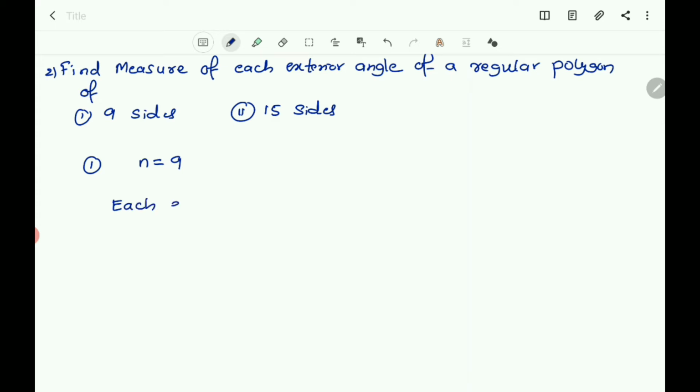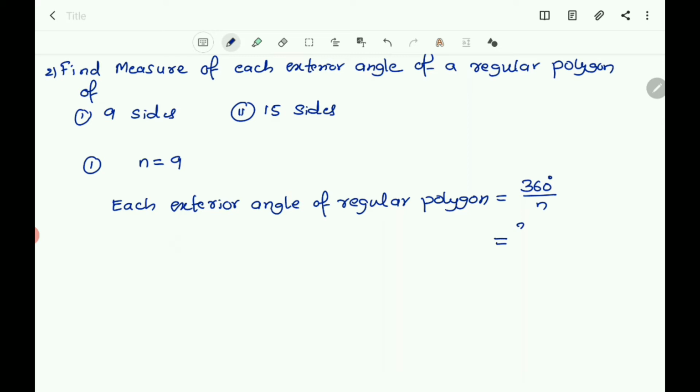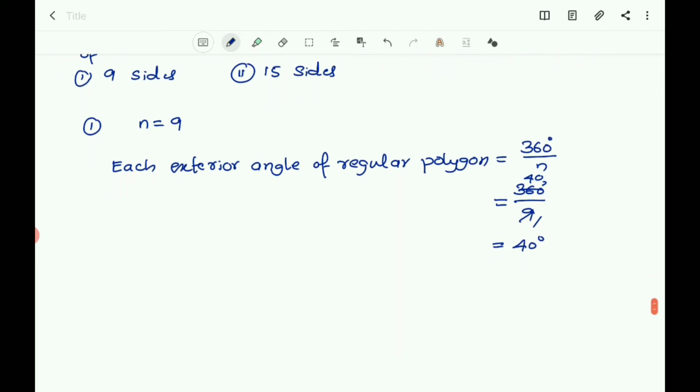each exterior angle of regular polygon equals what? 360 degree by n. So it is 360 degree, n is 9, that is equal to 9 fours are 36, 40 degree. So the measure of each exterior angle of a regular polygon of 9 sides is 40 degree.